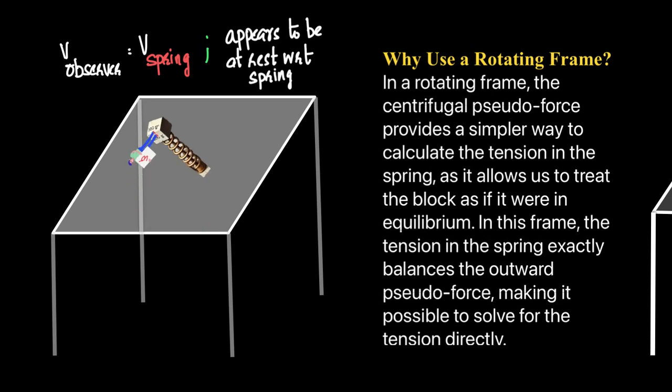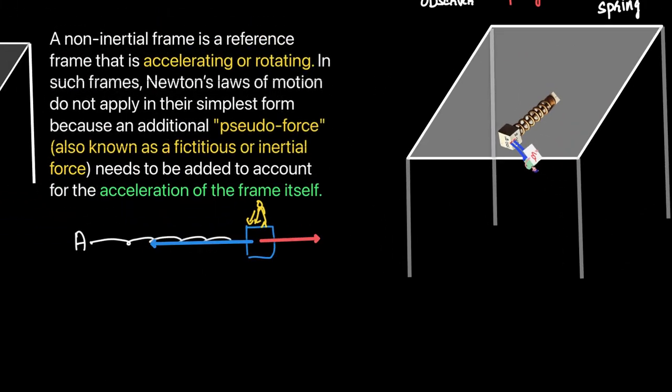Now the next question comes up: why do we use a rotating frame? See, in a rotating frame, the centrifugal pseudo force provides a simpler way to calculate the tension in the spring. Really important, tension in the spring. Why? Because it allows us to treat the block as if it were in equilibrium. Now let me just bring this previous diagram here.